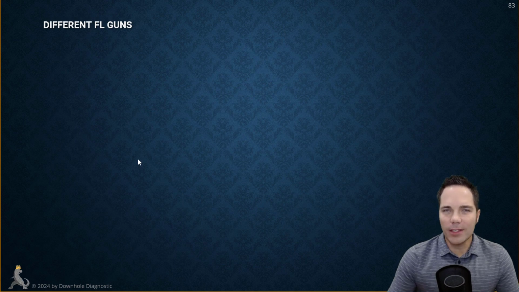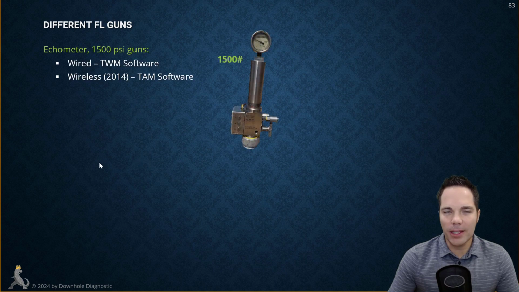Let's look at the different fluid level guns from Echometer. So the first is the 1500 PSI gun. Remember we talked about Echometer in this course. They dominate the market though, so I don't want to feel like I'm just pushing their product, but they dominate the market. They have the best equipment, the best software, and I think they make up probably 80-90% of the market share here in the United States. So most people are using this. They don't pay me anything. I have no affiliation with them except that I love them.